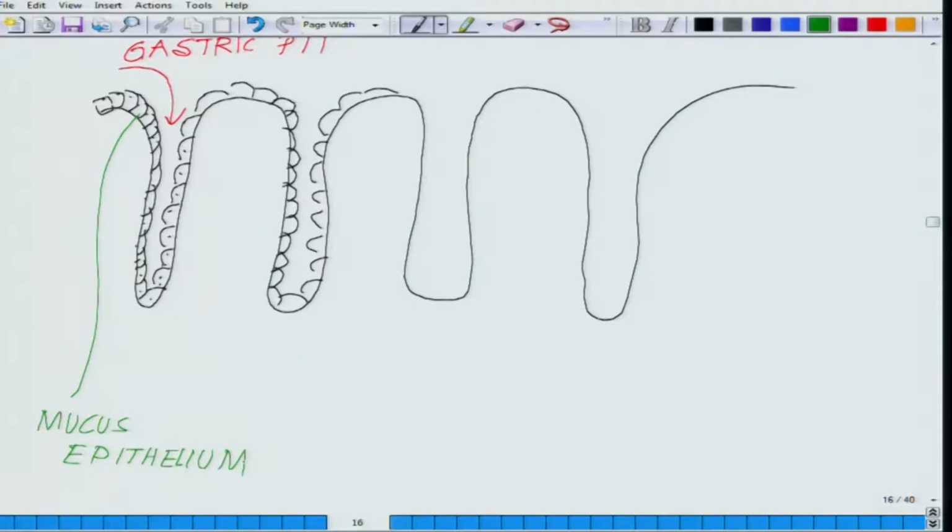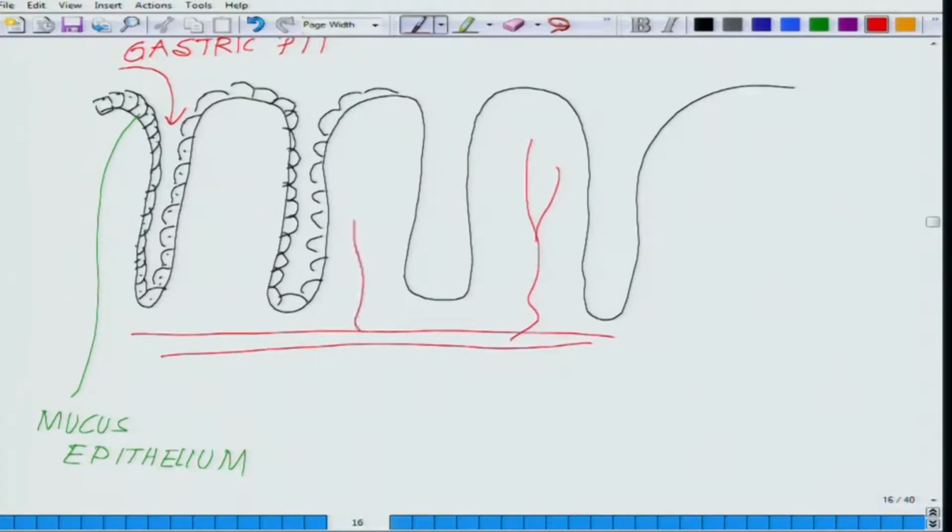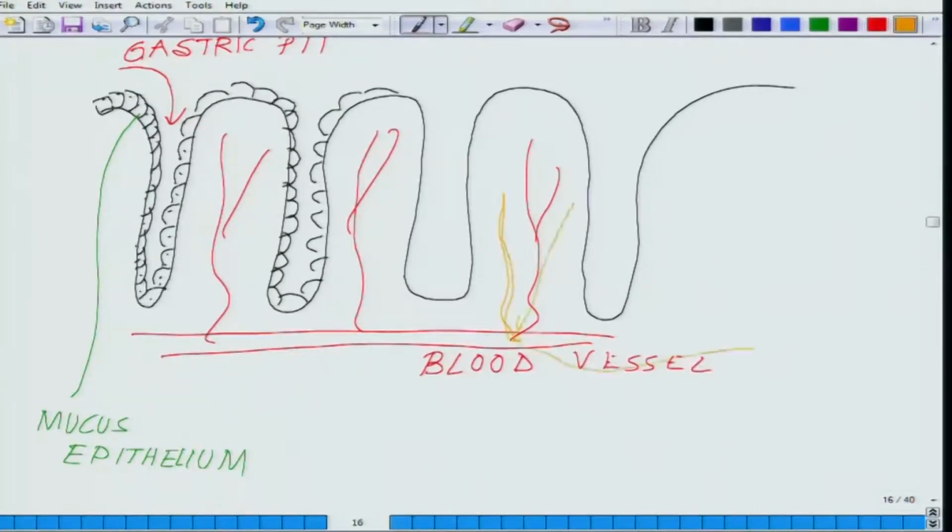Within the mucous epithelium, you have a series of cells, and I will come in depth after, I will just give you the overall. Underneath this, you have all the blood vessels which are moving through all this. Likewise, these are the blood vessels, you see, along with the lymphatic vessels which are running along.